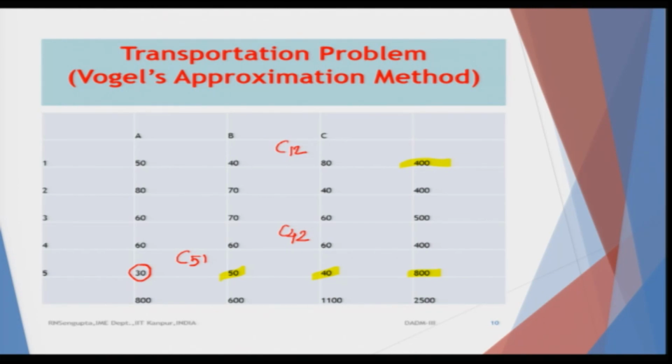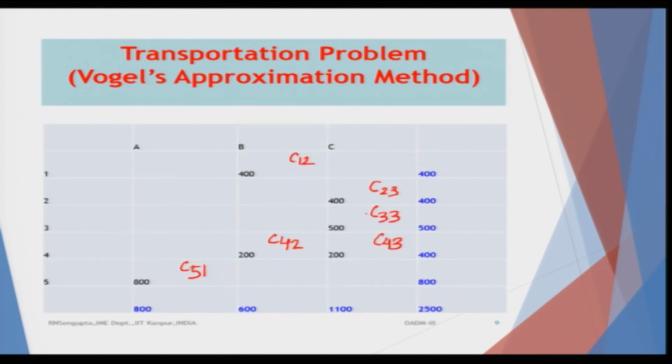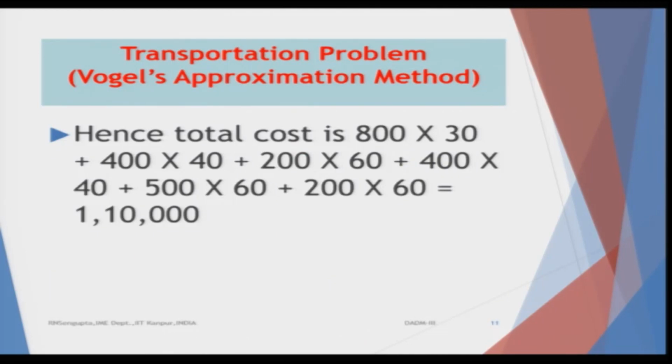So, if I see the cost, again I will repeat the values. The values are 800 into 30, the last value in the first column, then 400 into 40, 200 into 60, 400 into 40, 500 into 60 and 200 into 60. So, all the allocations are done, find out the total cost, it is 1,10,000. So, this is the total cost which will be given as an answer for the Vogel's approximation method. So, it is an approximation, so it is just a starting point. It may be the best possible solution, the best optimum solution, we do not know, we have to check it later on.